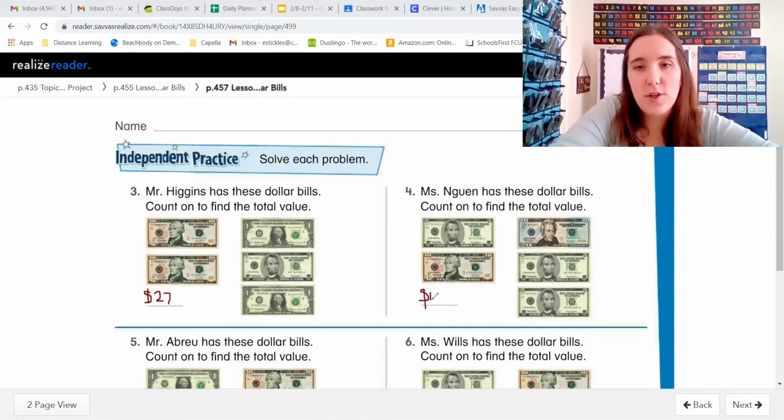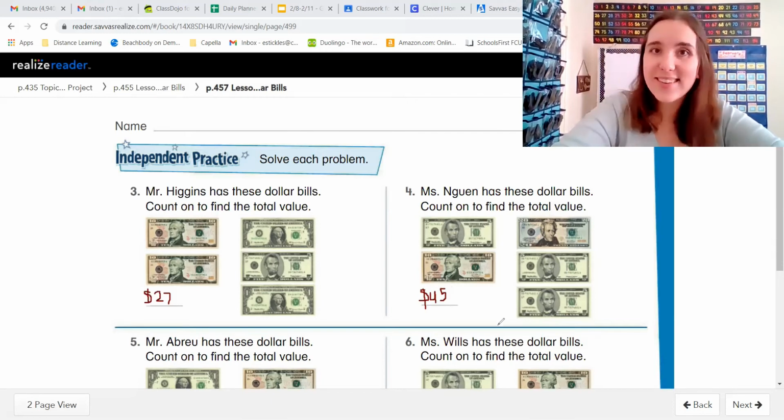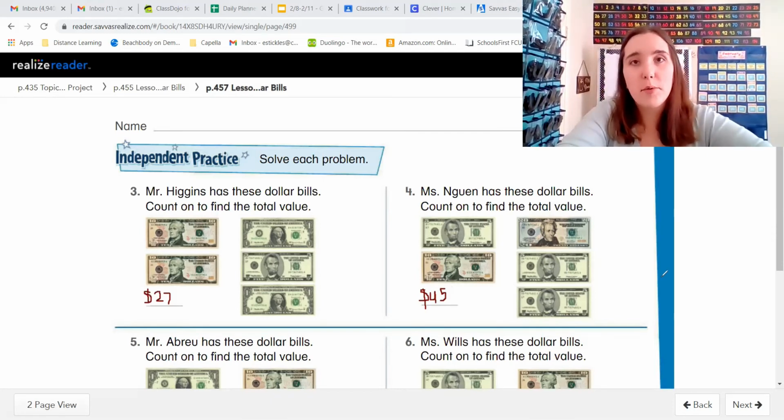You get it right? Good job. It just takes some practice, and then it's pretty easy once you get it down. We're going to go ahead and turn the page and do a couple more problems.